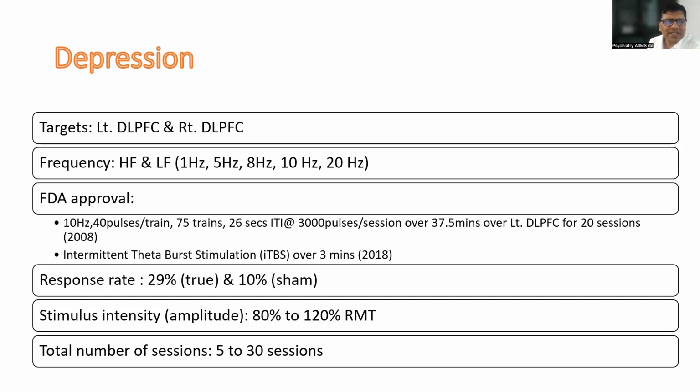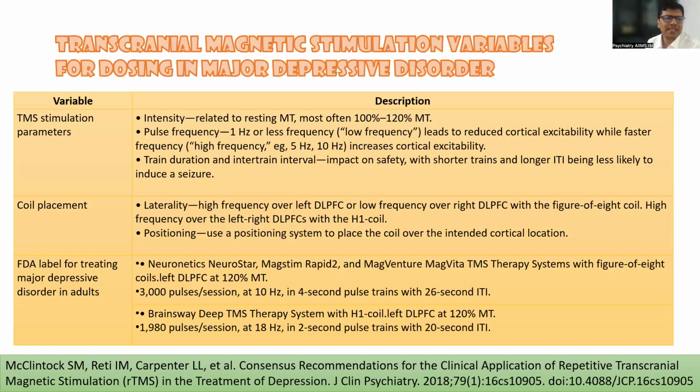The total number of sessions given in the majority of the research ranges from 5 to 30 sessions for treatment of depression. There are several parameters. You can use various parameters to predict the outcome of response. Parameters can be related to the coil placement, and parameters related to the TMS parameters. There are some approved indication related parameters, mostly related to if you are giving a high frequency rTMS, then go for threshold or supra threshold.